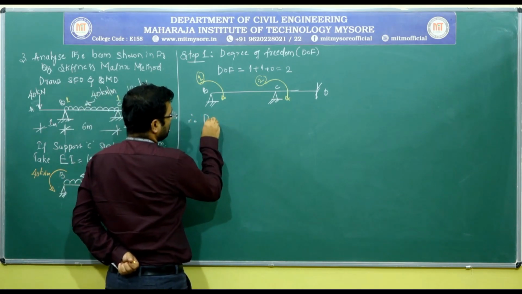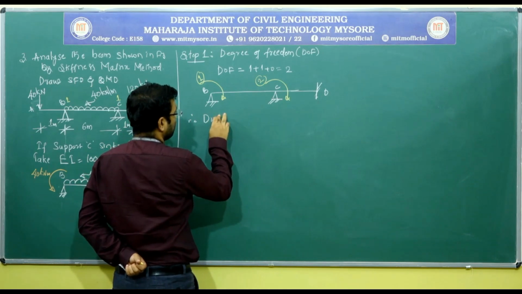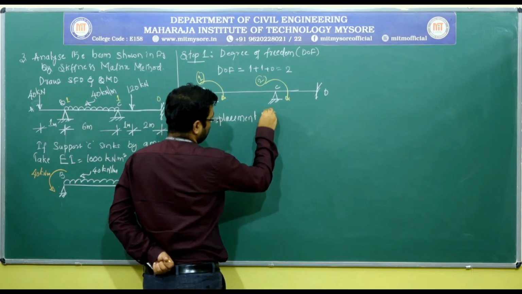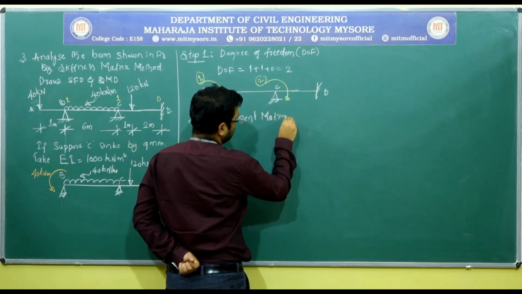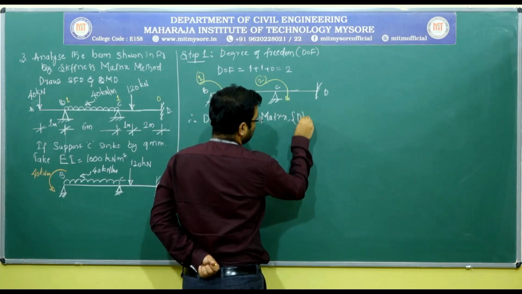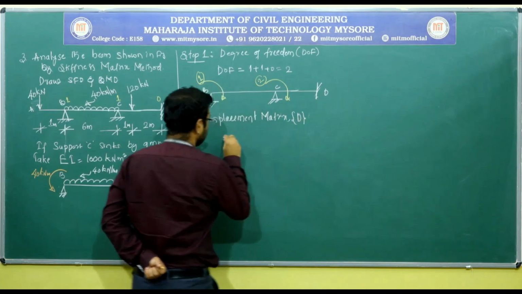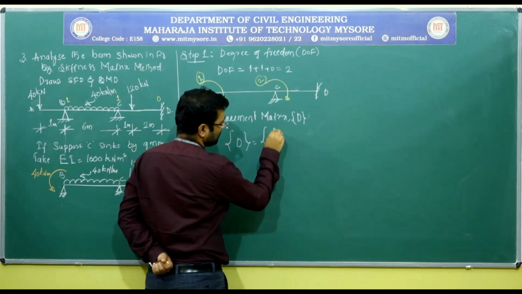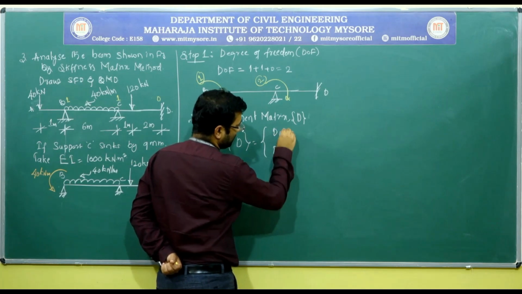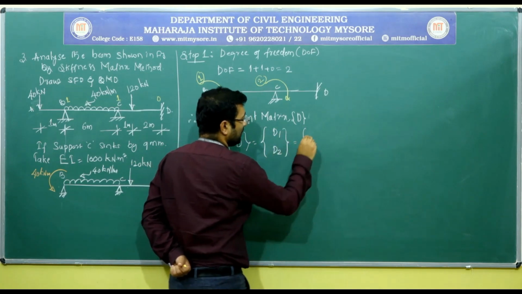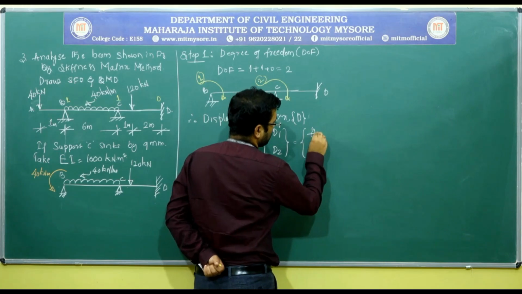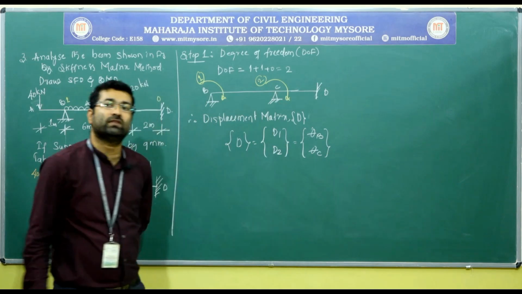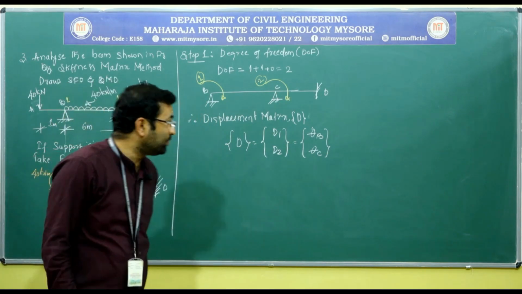Therefore the displacement matrix D is equal to, as there are two coordinates, two displacements d1 and d2. So d1 is theta B and d2 is theta C. So this is the displacement matrix. I hope it is very simple.